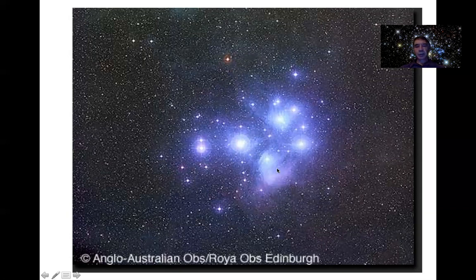With the naked eye you would not see this nebulosity here. Again, this is evidence that there is still some gas and dust left over from the formation of this cluster, still hanging around, hasn't all been blown away yet. And so this is a very nice example of an open cluster. And here you can see all the stars are still blue.